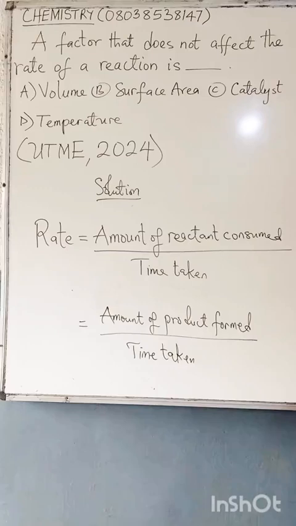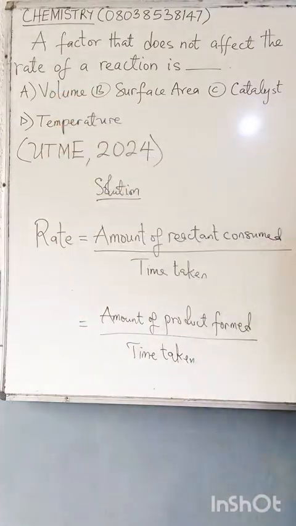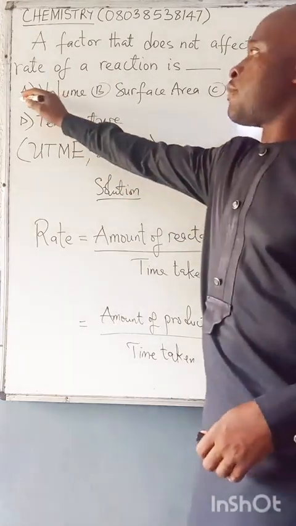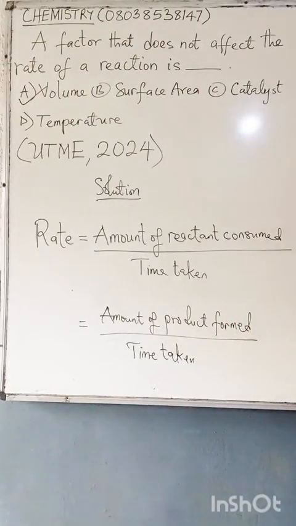A factor that does not affect the rate of a chemical reaction is, did we mention volume as a factor that affects the rate of a chemical reaction? No. So we pick volume. This is a factor that does not affect the rate of a chemical reaction. There are other factors that affect the rate of a chemical reaction, which we'll talk about in our subsequent classes.